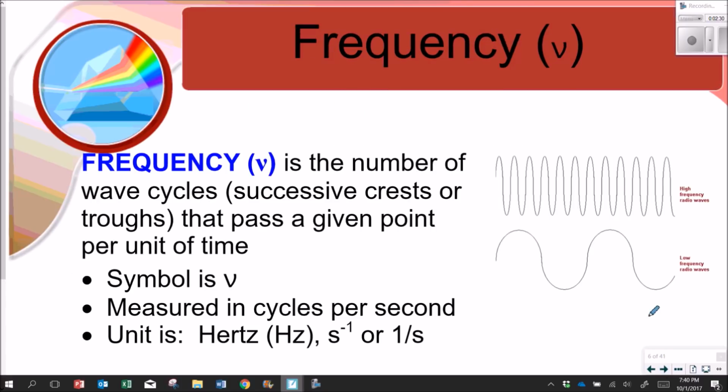The frequency v is the number of wave cycles, or successive crests or troughs, that pass a given point per unit time. The symbol is v, and it is measured in cycles per second. The unit can be the hertz, or it could be second to the power of -1, or 1 over seconds. All these units are equivalent, and you need to be familiar with all of them. The diagram here shows a wave with high frequency at the top, where you can see that the wavelength is very short, and a wave with low frequency at the bottom, where you can see that the wavelength is much longer.